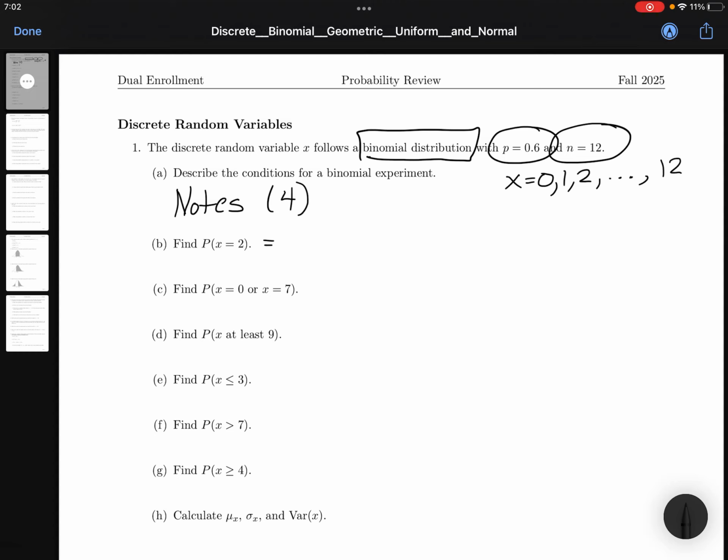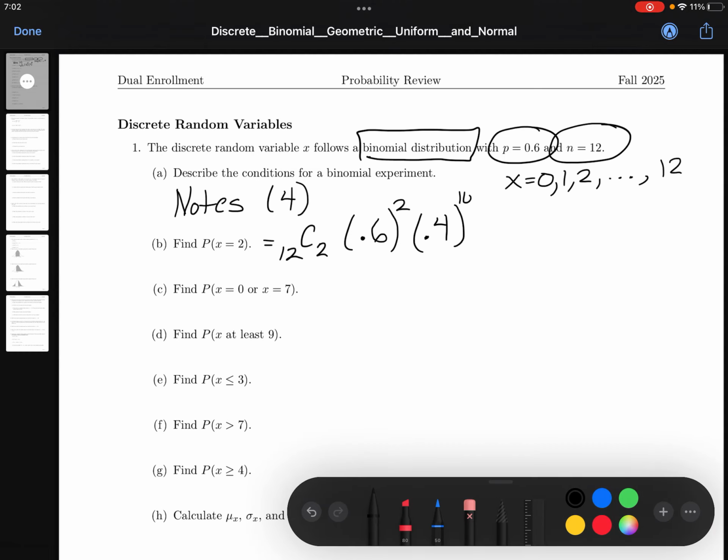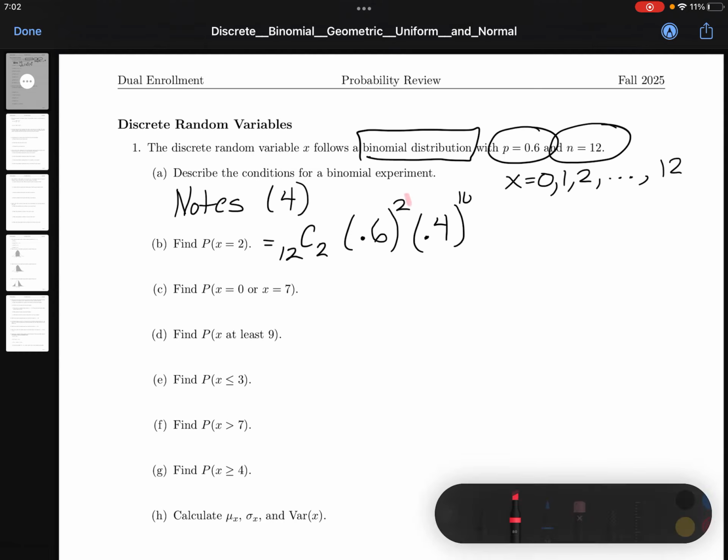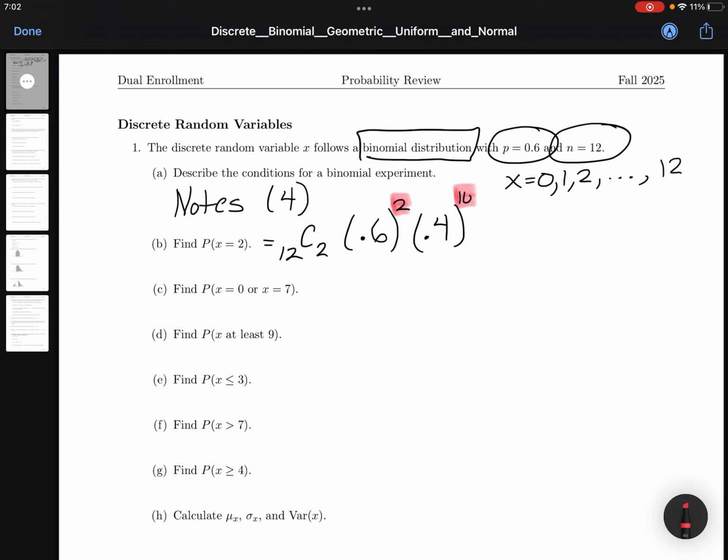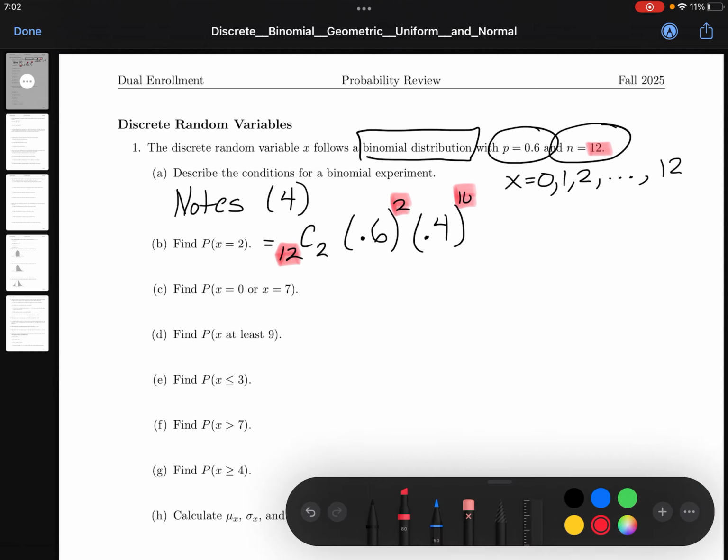So using our formula, that's 12 choose 2 times probability of success squared, right? 0.6 times 0.6, because there are 2 successes, times 0.4 to the 10th. Why to the 10th? Well, if you have 2 successes, you're going to have 10 failures. These numbers always add up to your number of trials, 12.